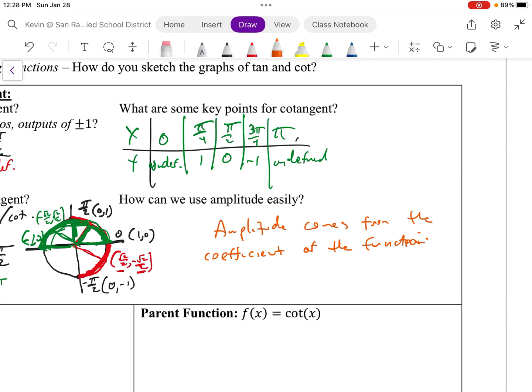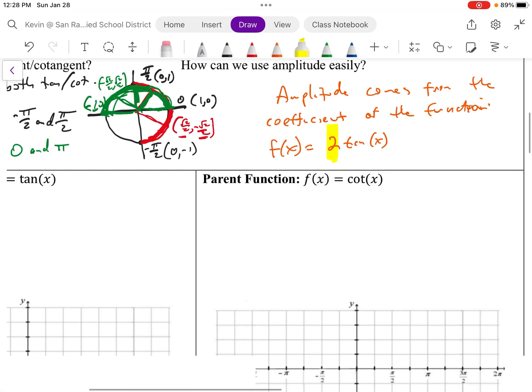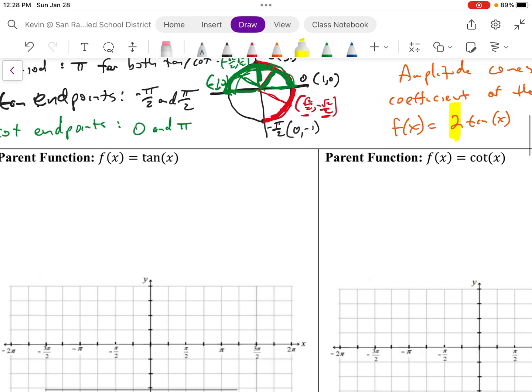What do I mean by that? Well, for example, let's say we have f of x equals 2 tangent x. This is going to be my amplitude, which is the same. But the amplitude is really only going to affect these two values. It doesn't really affect this because this is 0, but we kind of say it affects all three of those, but we don't really care about what's undefined. So we're going to see that, but we do actually have amplitude that we have to deal with.